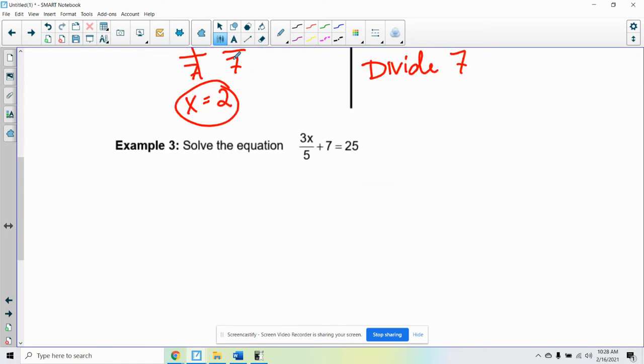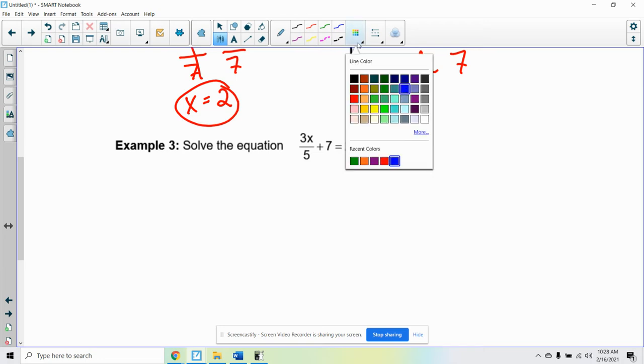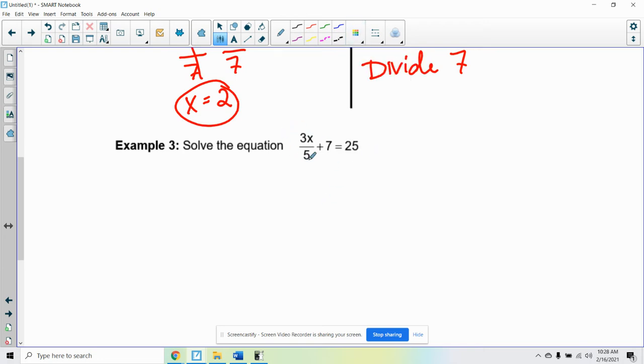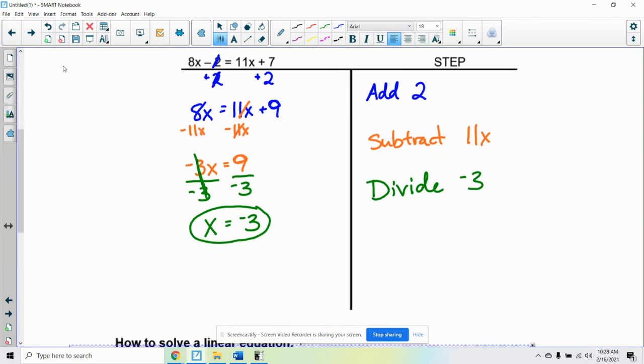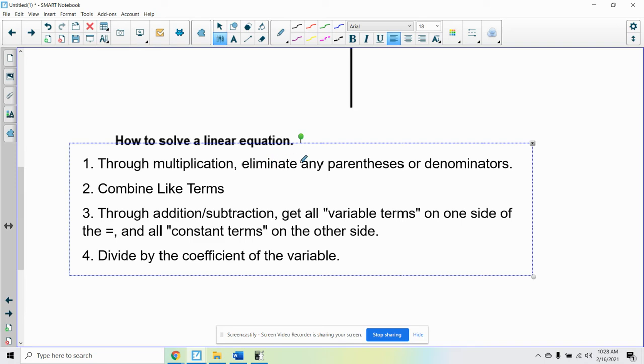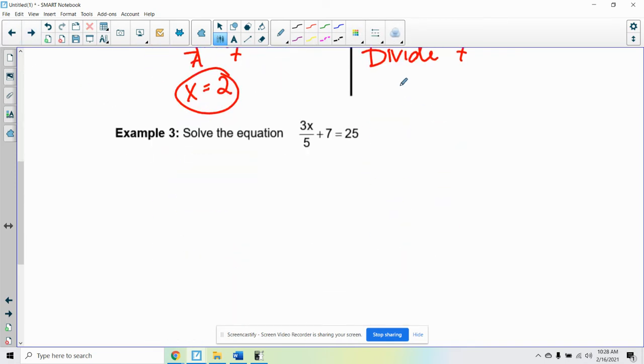All right, example 3. It says 3x divided by 5 plus 7 equals 25. Some of you may want to solve this a different way than I do. I like to start by eliminating all the denominators right off the bat. But some of you might want to subtract 7 and multiply by 5. That's fine as well. But if you go back to my steps on the previous page, it says through multiplication, eliminate any parentheses or denominators. So I want to get rid of that 5 first.